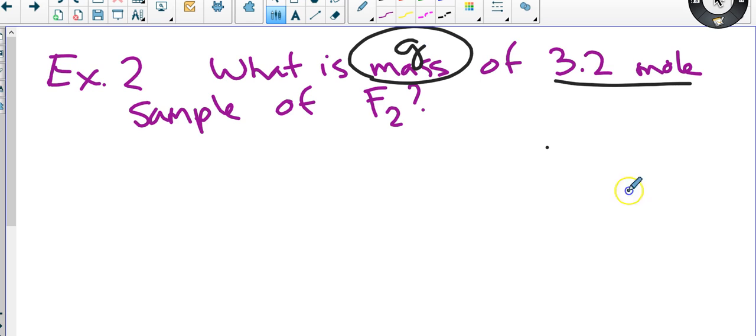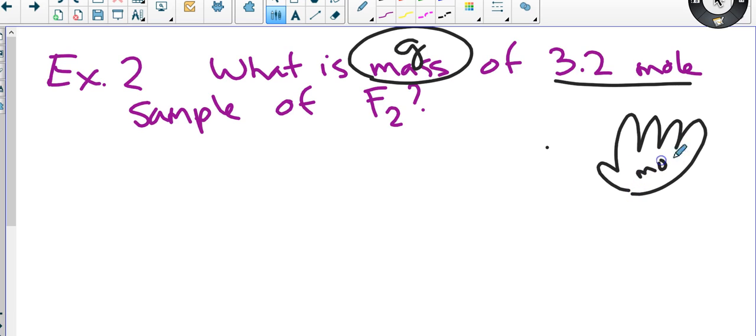So we're going for moles, and then we're going to solve for grams. So that's a one-step conversion, and it's grams from the periodic table. So I'm going to write down what I'm given. And this is F2.